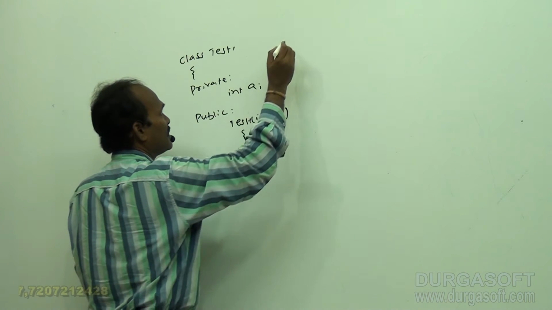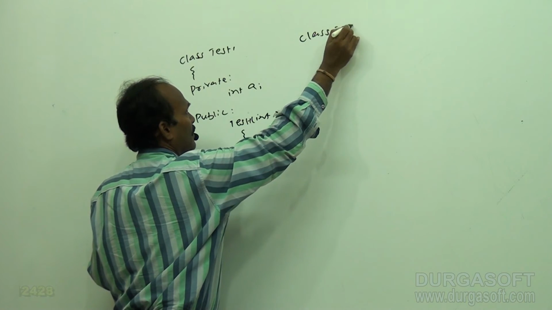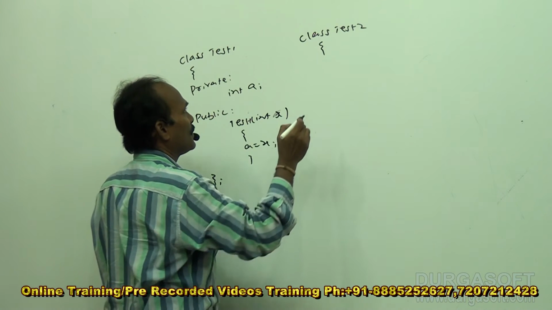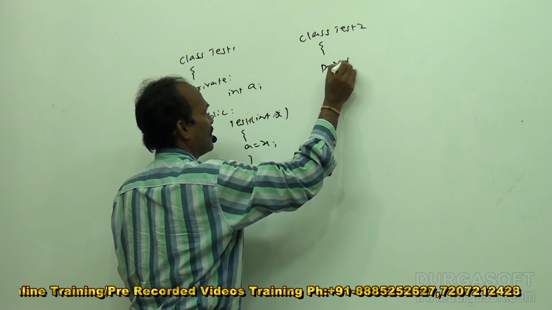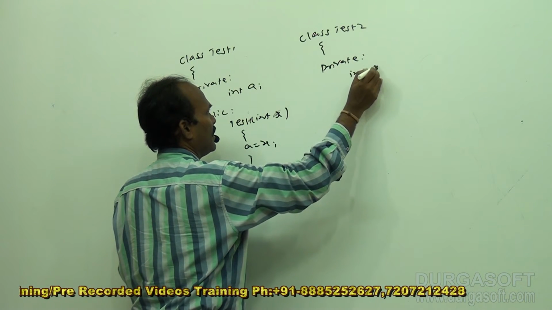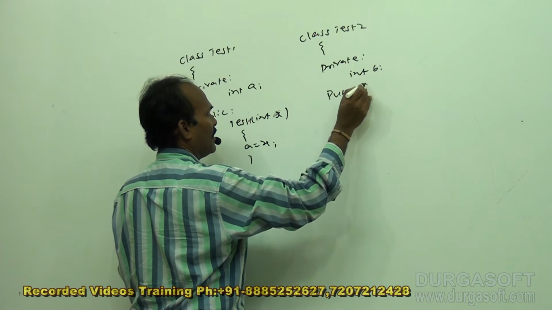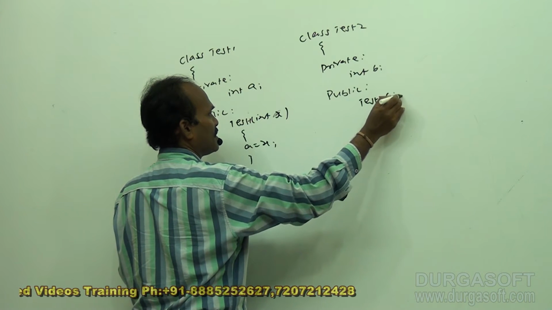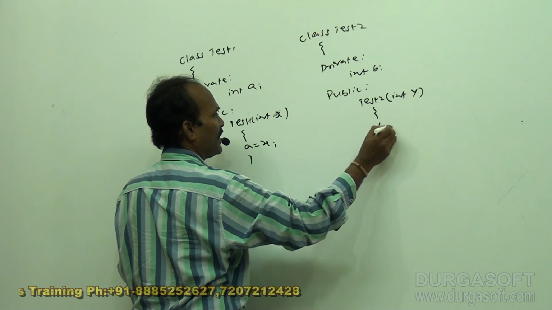Next, this is class test2. Here in the private section, integer b I will define. In the public section, I am going to define the constructor test2. This is also taking one argument like y, b equal to y.